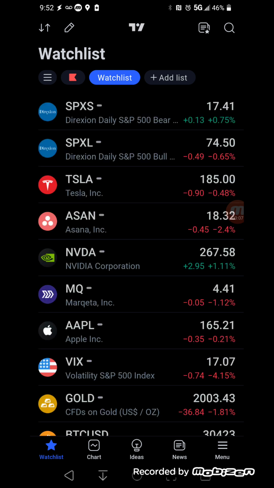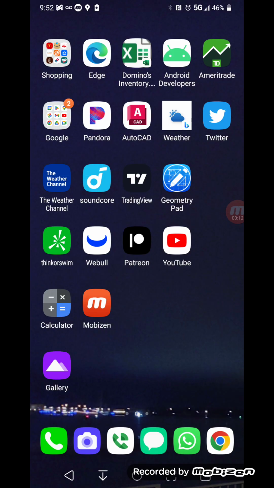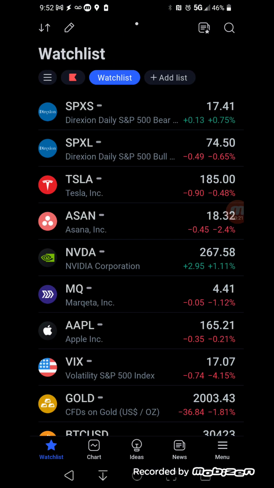All right, so I'm making this video to go over what is TradingView, which is this app right here. TradingView, it was in the middle of the screen.